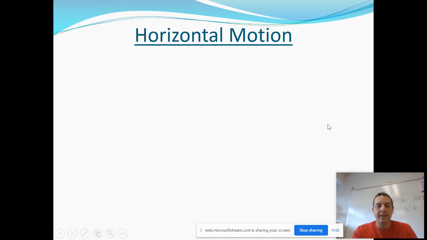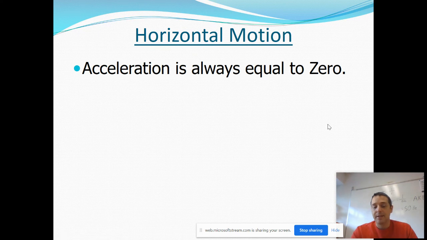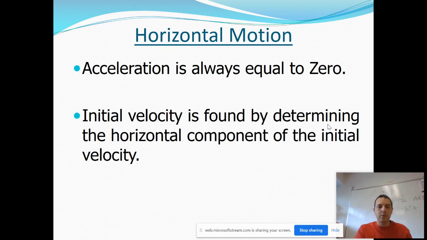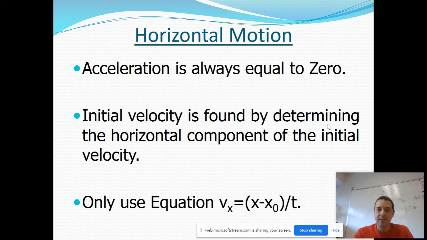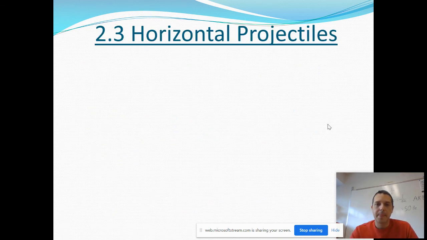Horizontal motion, on the other hand, is much, much simpler. Acceleration is always 0. So as soon as we know the initial velocity horizontally, we can figure out everything from horizontal components of position and time. Since that velocity doesn't change, we're only going to be using this equation horizontally: velocity is equal to change in position divided by time. That is the only equation we're going to use in the horizontal motion. Vertical, use the 3 kinematics. Horizontal, you're just using v equals d over t.